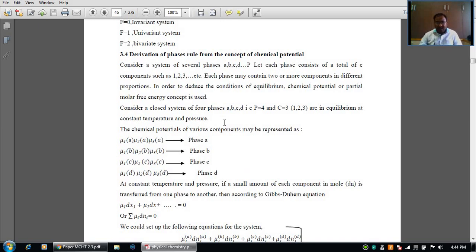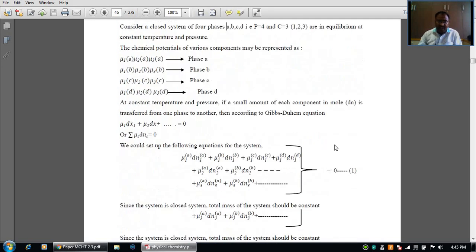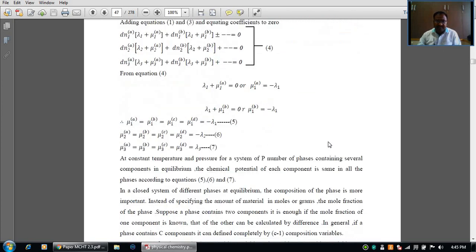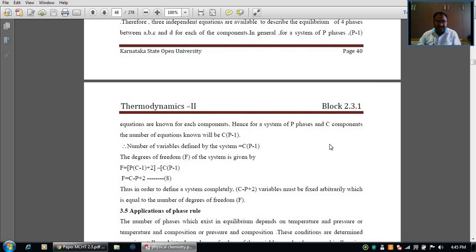All this happens in a closed system only. Closed system means there is no exchange of heat and matter. Just think of a thermos flask. In that thermos flask, we take some water. There is no change to the matter and heat or energy. That is called a closed system. In that closed system, consider deriving the phase rule from the concept of chemical potential. These derivations are very important, and six-mark questions are asked on them.